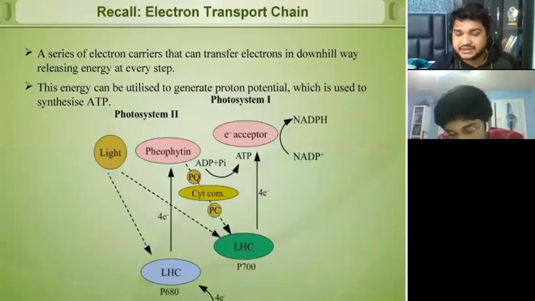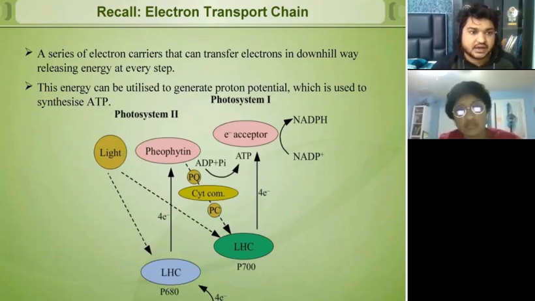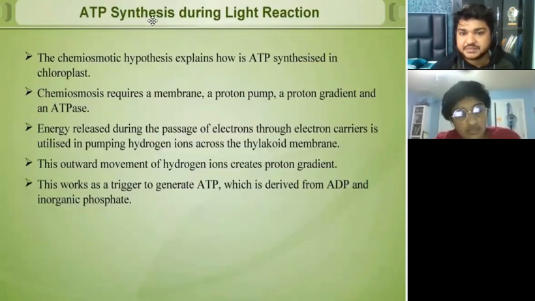So yes, in the last portion we discussed cyclic and non-cyclic phosphorylation, and this is the Z scheme, and the Z scheme is the non-cyclic photophosphorylation. This is P680, which means photosystem 2, and P700 means photosystem 1. So you need to understand that. Now, if I talk about ATP synthesis during the light reaction, of course we know that.